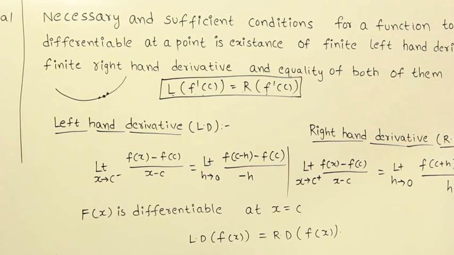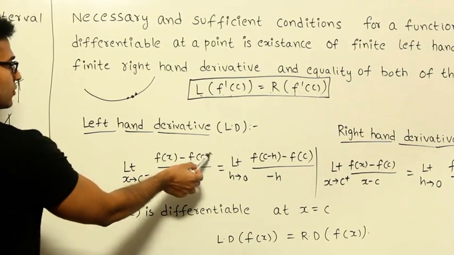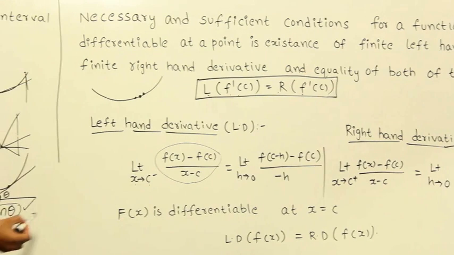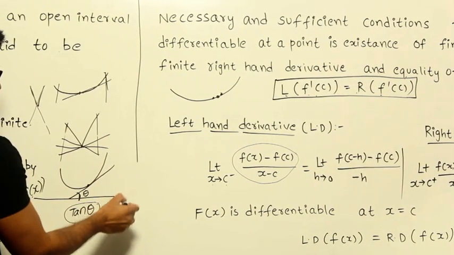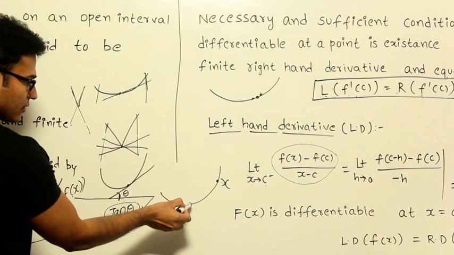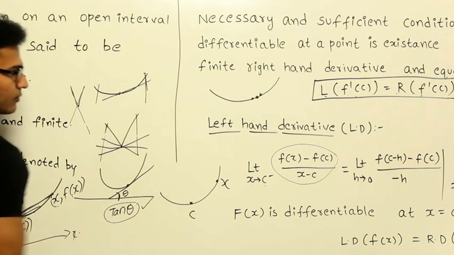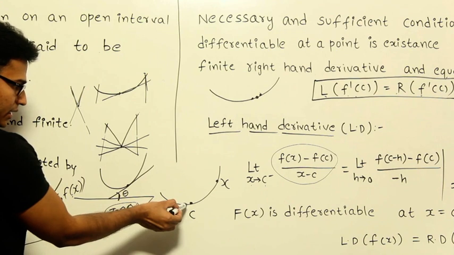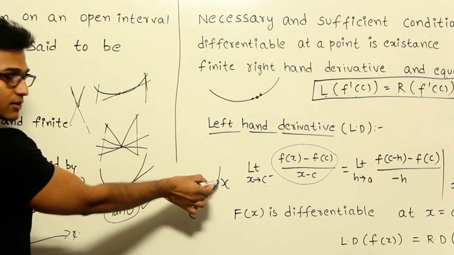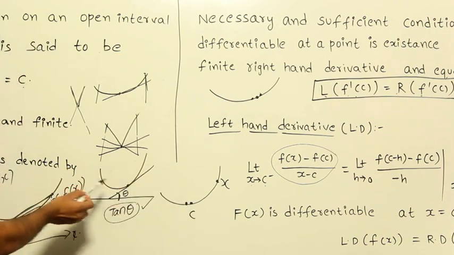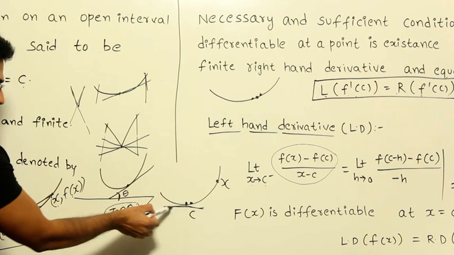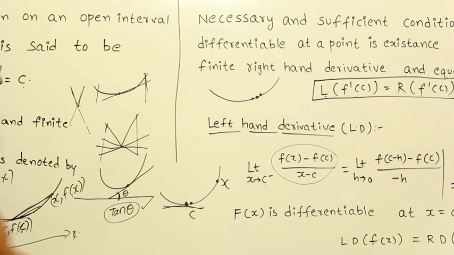So what is the left hand derivative? See this. Now if you are talking about a point c, we know that this is the slope of the tangent as x approaches c minus. Let us say here there is a curve and here there is x, and here there is c. Now we shall take a point to the left of c and move this point towards c minus. As we are moving this side, it is nothing but the slope of the tangent which is drawn at this point, isn't it? That is the meaning of it.